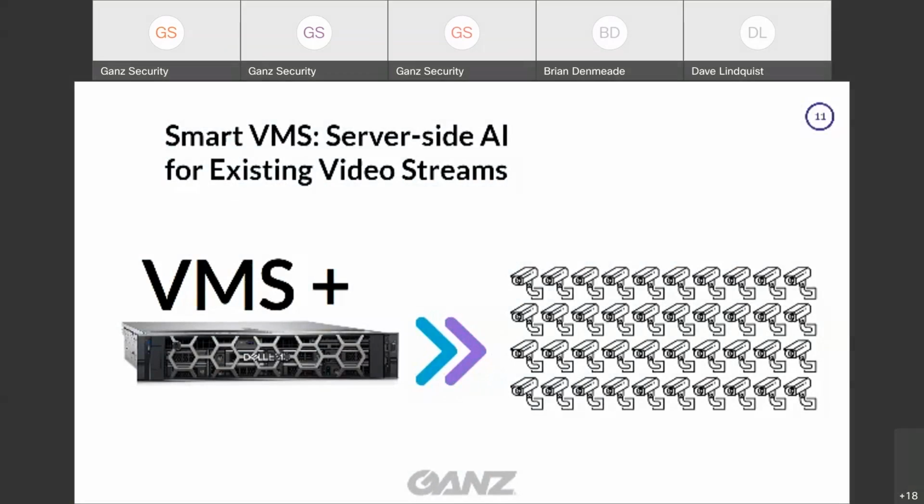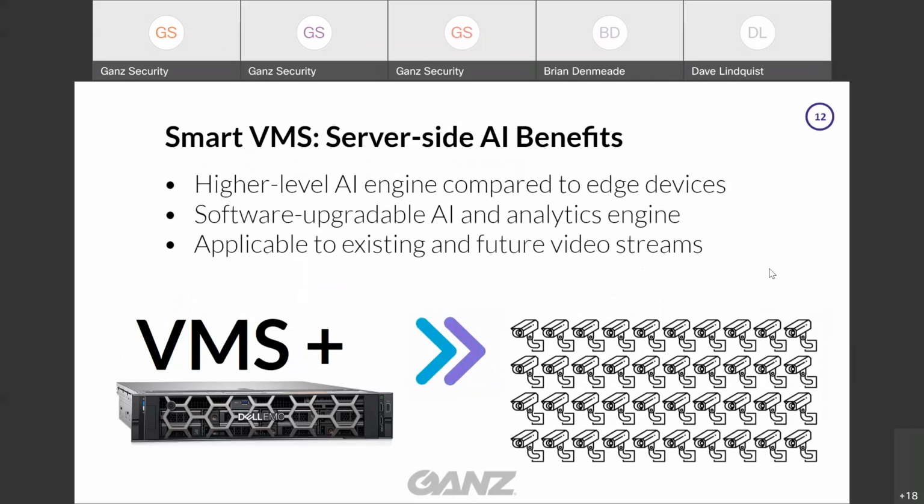Smart VMS, server-side AI for existing video streams. There are some benefits to it. It has a higher-level AI engine compared to edge devices, meaning that the system is a little bit more robust. It does have a great deal of resource. The software can be upgradable, and the AI analytics engine can be upgradable as well. You can actually factor for growth. It's applicable to existing and future video streams.